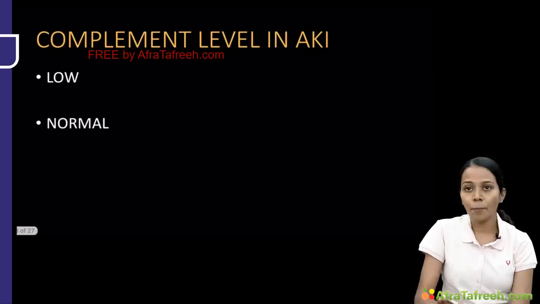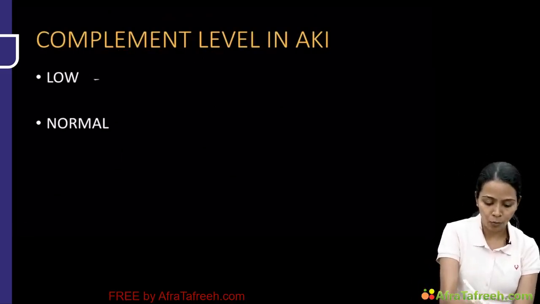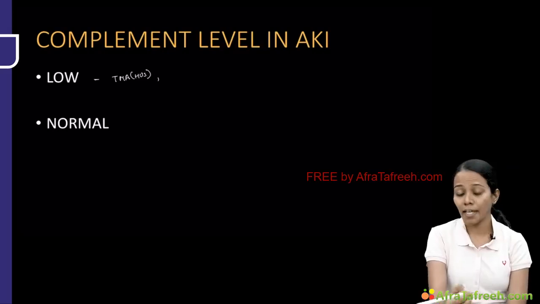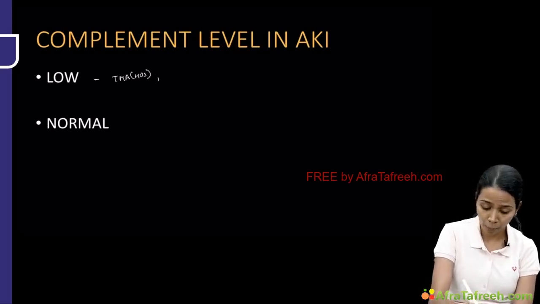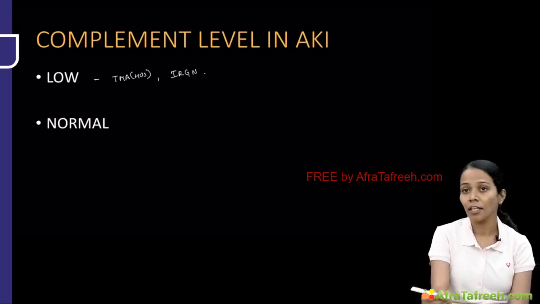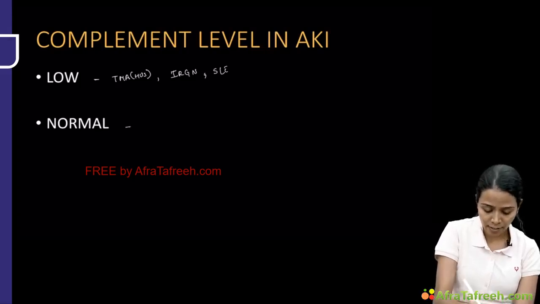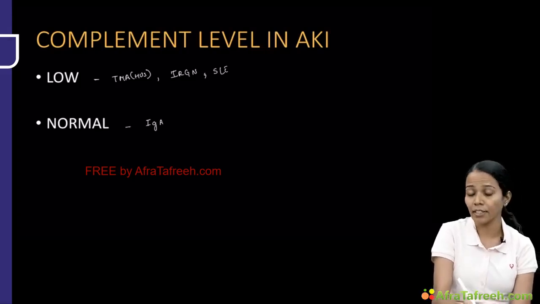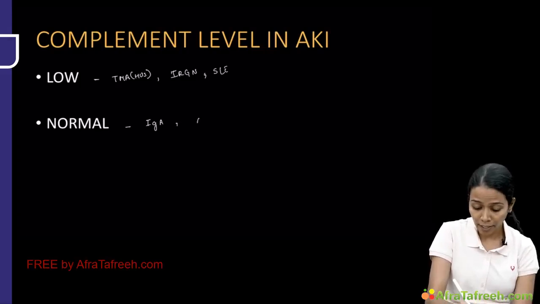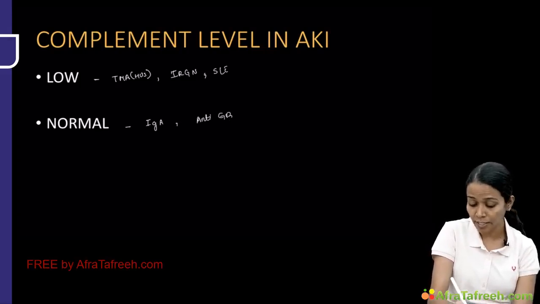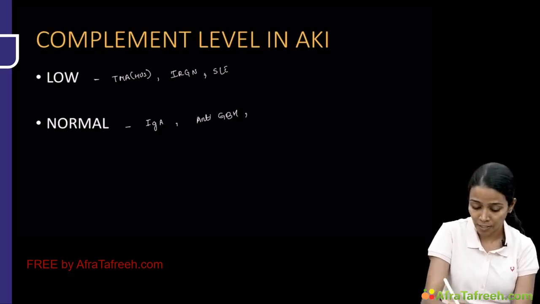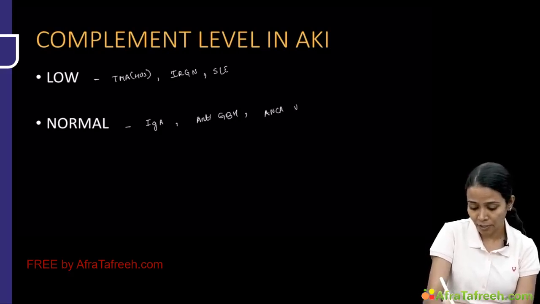Next, complement level in AKI. Complement level will be low in AKI because of glomerular disorders, like it can be TMA, that is HUS, or it can be because of any glomerular diseases like infection related glomerulonephritis, or it can be because of SLE. It can be normal in other diseases like IgA related nephropathy, or in anti-GBM disease. So all these can present as rapidly progressing glomerulonephritis, or it can be in ANCA vasculitis.